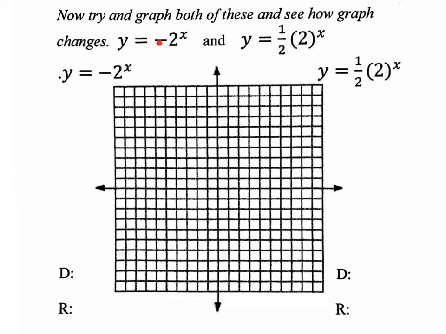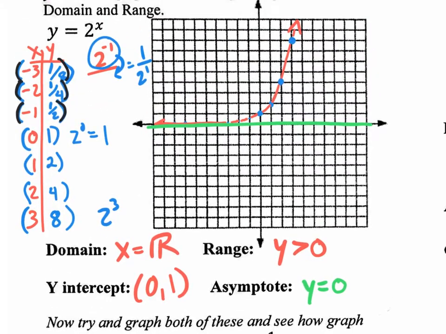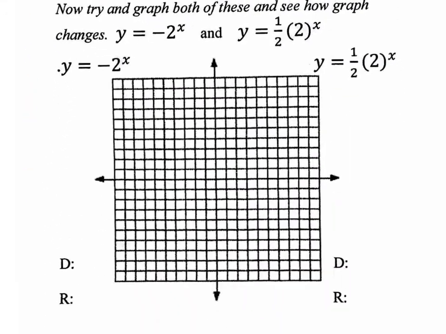I'm just throwing some different things. I want to put a negative in front so you could visually see how that affects this original graph of y equals 2 to the x. By putting a negative in front of the 2, something crazy is going to happen with this graph. By putting a 1/2 in front of the 2, it's going to change it a little. So we're going to graph those so you could see how it changes.